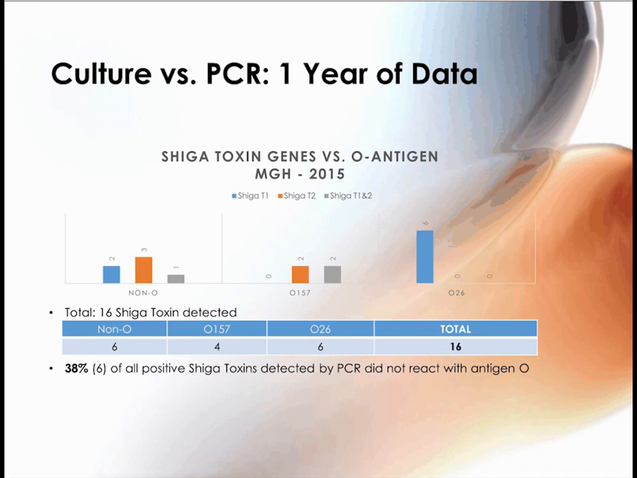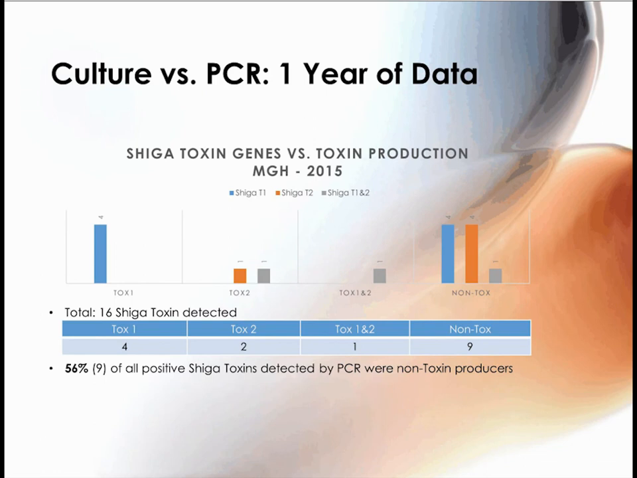any antigen O. That means that in our facility, right now using a culture-based method, we are only able to identify O157, O26, or none of the O antigens detected. So we're talking about 12 isolates that we were not able to detect by any antigen method that we have in our laboratory. If we go to the next slide, this is the production of Shiga toxin.